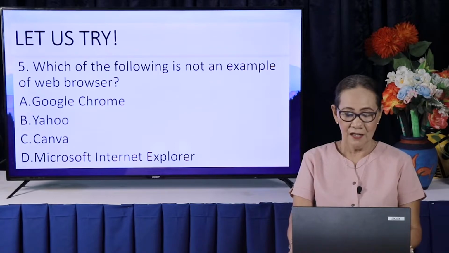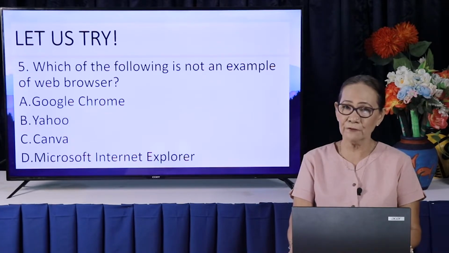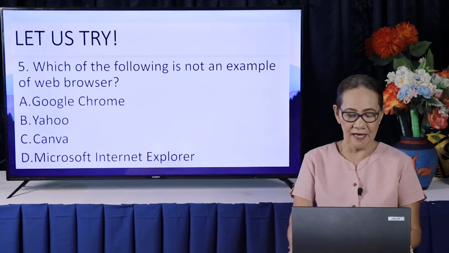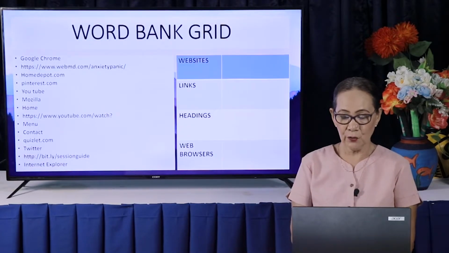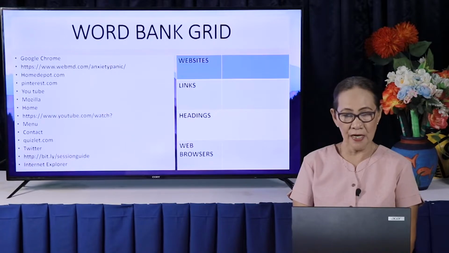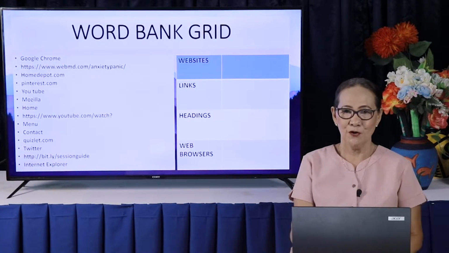Great! Now that you are done answering the first activity, let's do the classifying activity. From the choices, you will fill in the word bank grid with all the entries of where they should belong. You are given 15 seconds to answer.